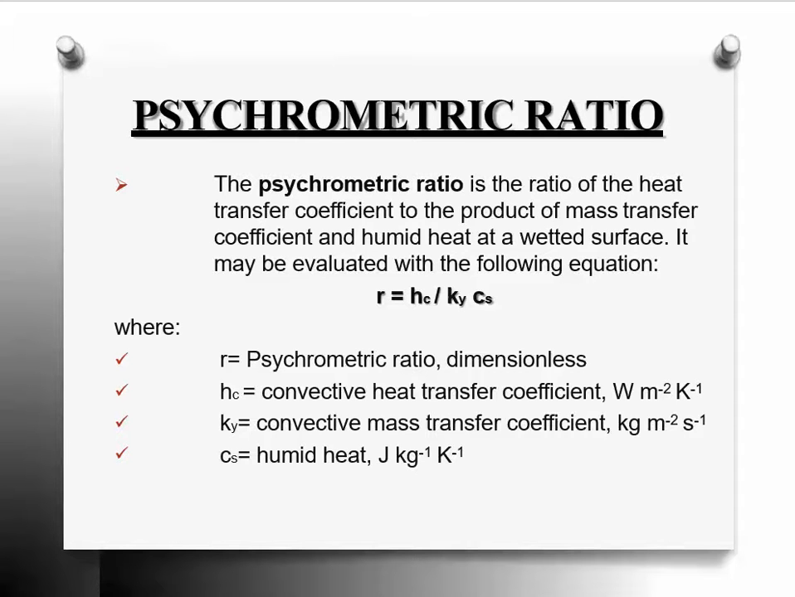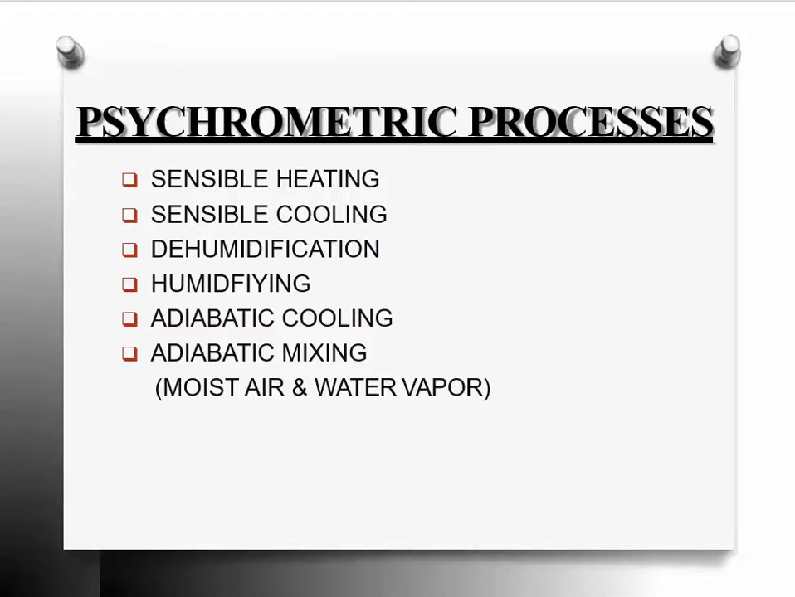Next we have psychometric processes. For the psychometric processes we have sensible heating, sensible cooling, humidification, dehumidification, adiabatic cooling, and adiabatic mixing. These are the types of psychometric processes.